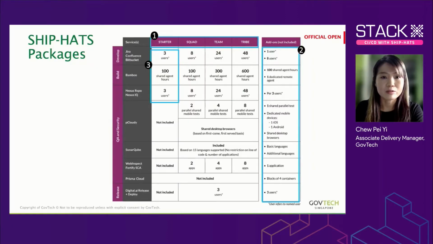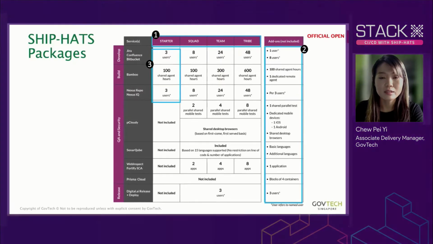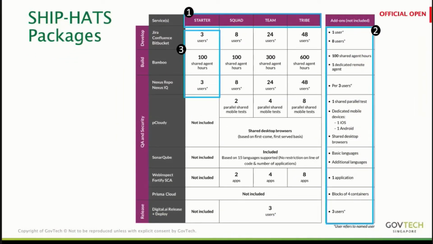Next, let's quickly dive into the different packages available. I would like everyone to focus on the blue boxes on the screen. The first box shows the 4 different packages, or tiers as we call it. We have the starter tier, the squad tier, the team tier, and the tribe tier. Going down the column, you can see what is included in each tier. So let's take the team tier as an example.